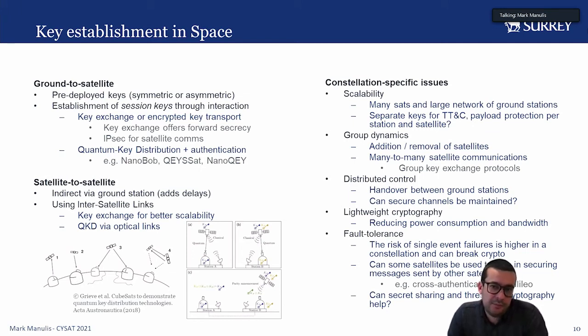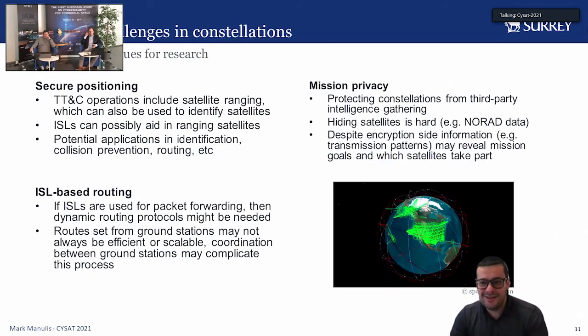Then other issues arise, such as lightweight cryptography. The smaller the satellite is, maybe you want to look at lightweight crypto primitives. There are also group dynamics, because addition and removal of satellites have implications on the key management and on the secure channels between the satellites. For fault tolerance, cryptography can help, because it has techniques like secret sharing or threshold cryptography that are designed to provide some fault tolerance for your crypto without relying on other methods like error correction codes and so on.